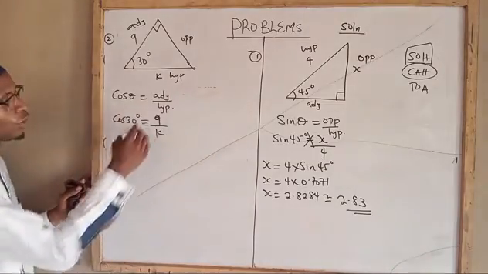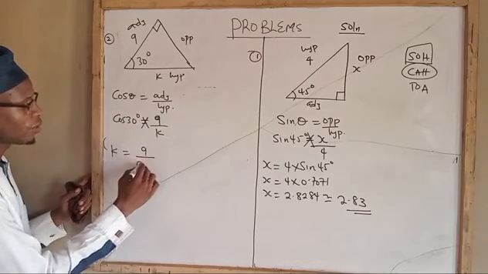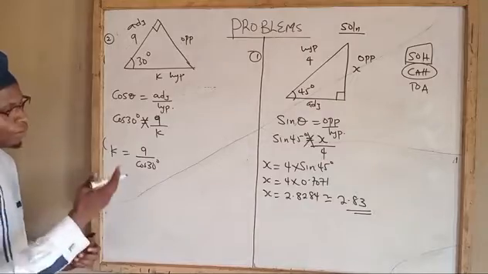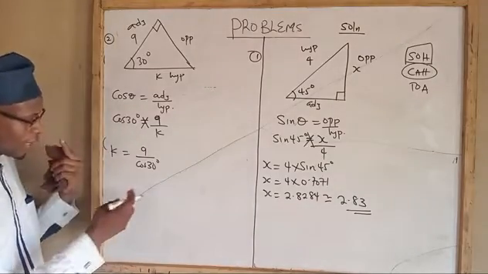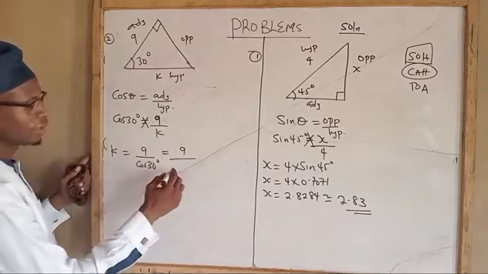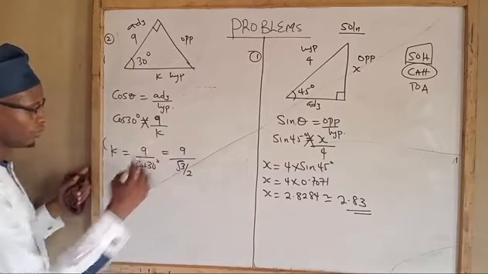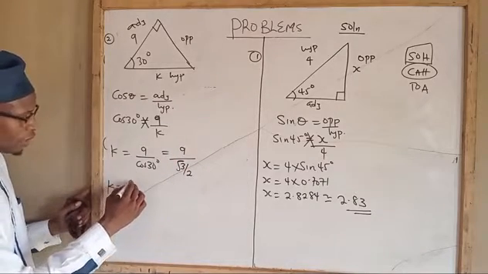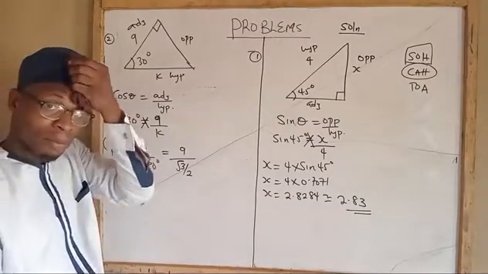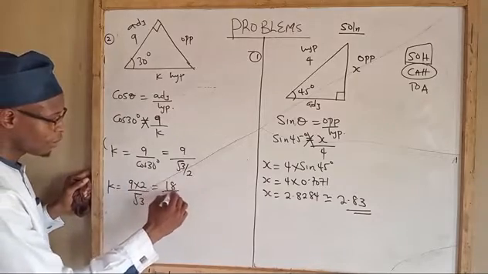From there, when you cross multiply, you will have k equals 9 divided by cos 30. Am I correct? Please follow up. So this is 9 over cos 30. From the special angle, cos 30 is simply root 3 over 2. So k will give you 9 times 2 all over root 3. Because I don't want to take it back to surd form, I can convert. That's 18 divided by root 3.